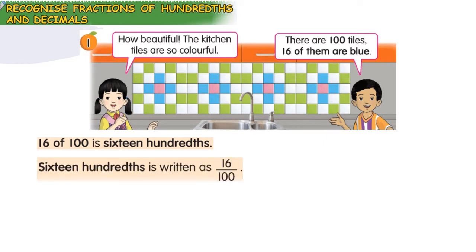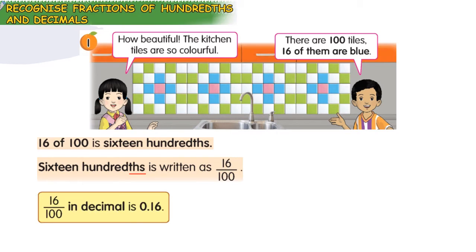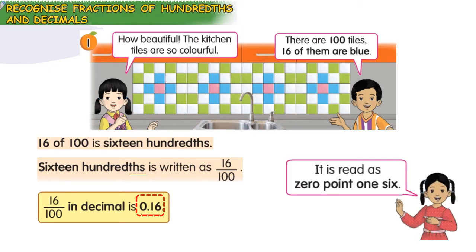16 hundredths is written as 16 over 100. So this 16 over 100, we say it as 16 hundredths. Make sure when you write it, you must put THS at the back of hundred. That means it is a decimal number. So 16 over 100 in decimal is 0.16. This 0.16, when you write it in words, is 16 hundredths.